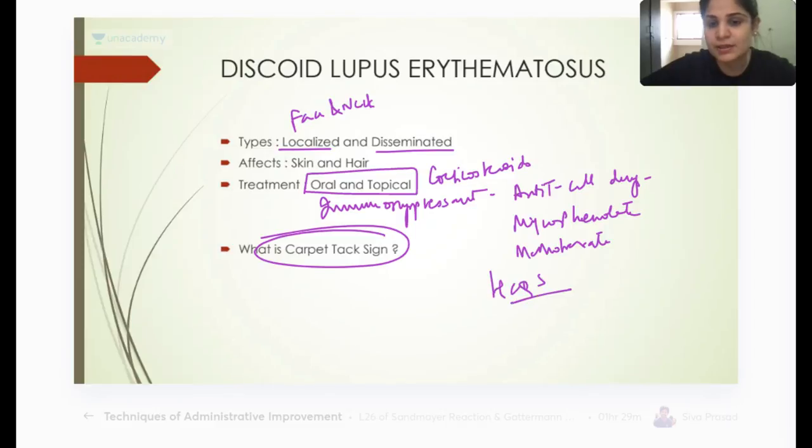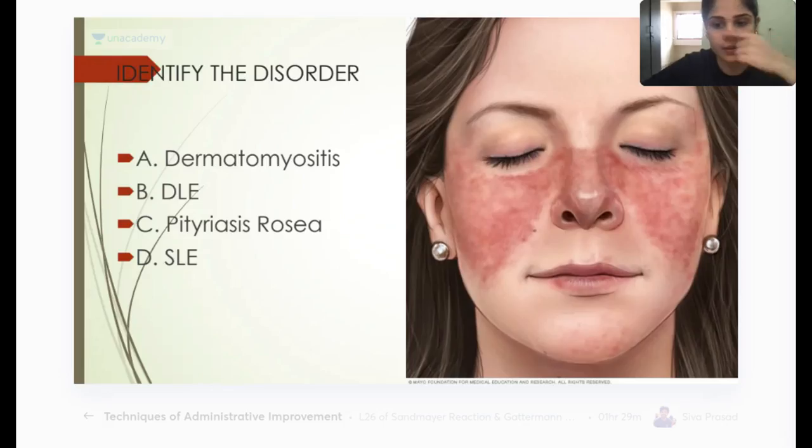Okay. One more treatment is HCQS also, hydroxychloroquine. Yes, absolutely correct, Dr. AJ. So carpet tack sign is if you peel the lesion, you will see elevations that are present below it. So that is called your carpet tack sign.